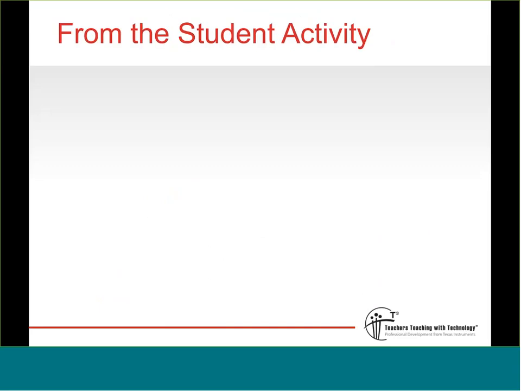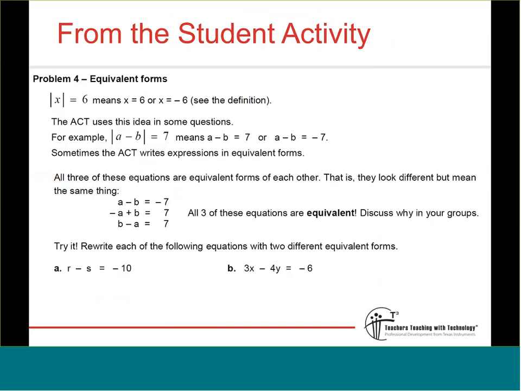So from the student activity sheet, this is problem 4 on equivalent forms. We could rewrite this as A minus B equals 7 or equals its opposite. But a lot of times they'll write it in another way, so they have to be aware that all three mean the same thing. Again, it's not hard, but if you take that extra minute and do that, they now have a chance.